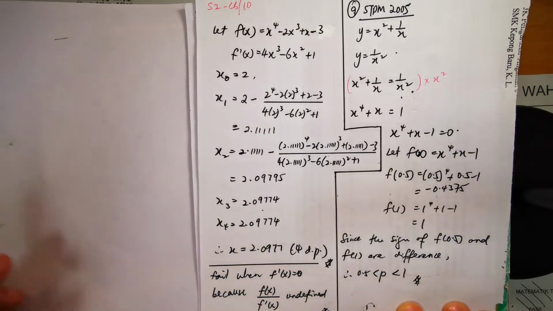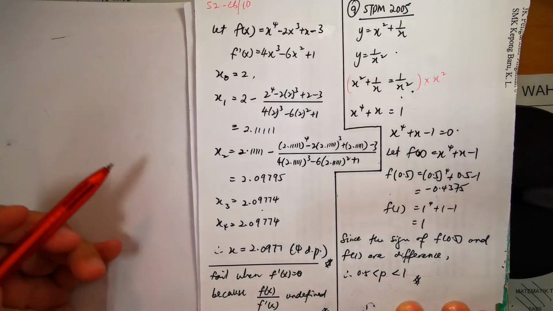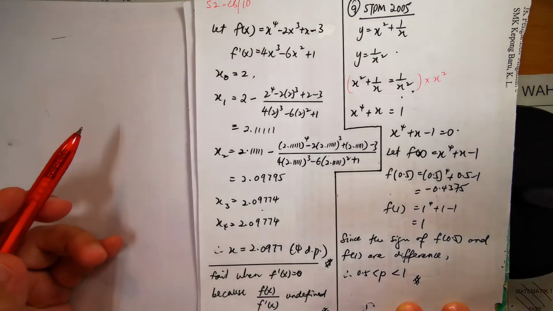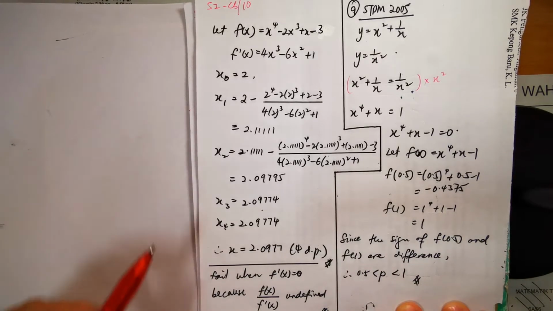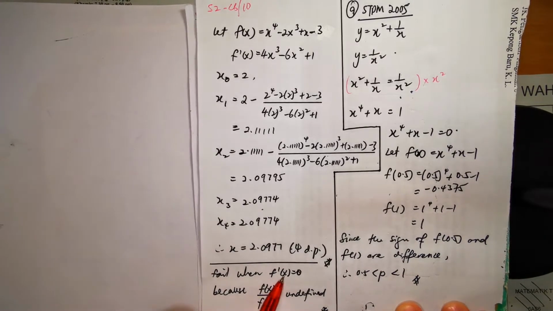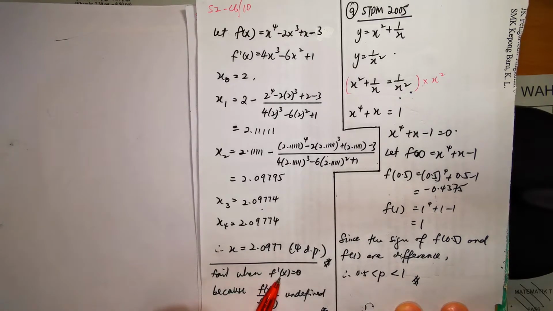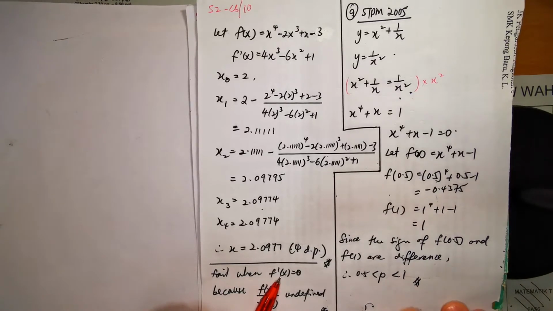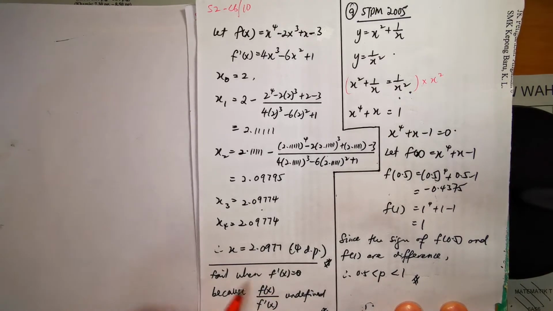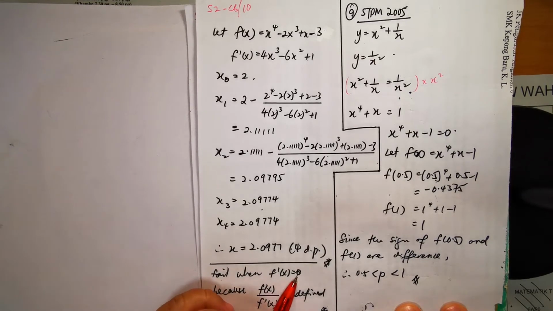Okay, and the last part, the question asks, write with a reason why the Newton-Raphson method might fail. Remember, one of the reasons is the f prime x, the gradient of the tangent near the roots, is too small or equals 0. So I choose this one. The Newton-Raphson method fails when f prime x equals 0.